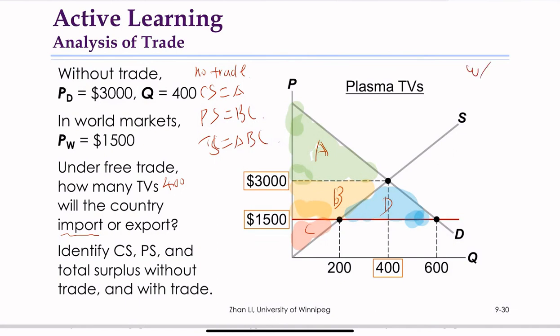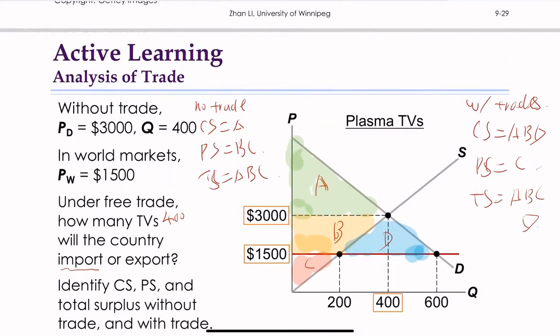And with trade, CS would become ABD, PS would become C. So the total surplus would become ABCD. So this is pretty simple. It's exactly the same as our lecture note, but you can see that clearly I could make this a little more complicated, right? Let's make this a little bit more complicated.